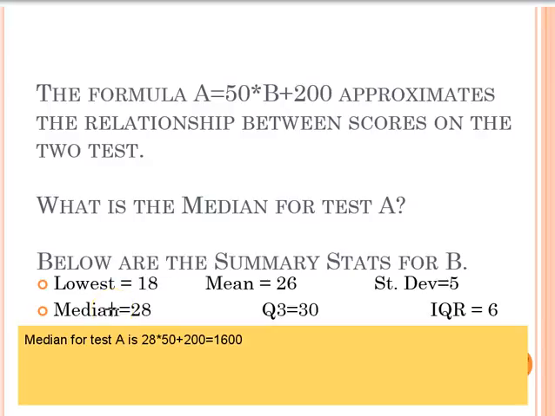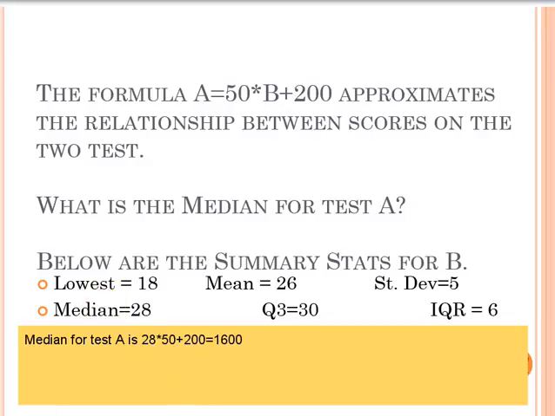The median is also a measure of position. It's where the middle point of the data set is. So again, it's going to be affected by multiplication and division of a constant or addition and subtraction of a constant. So we can find the median for Test A by multiplying by 50 and adding 200 to the median of Test B.